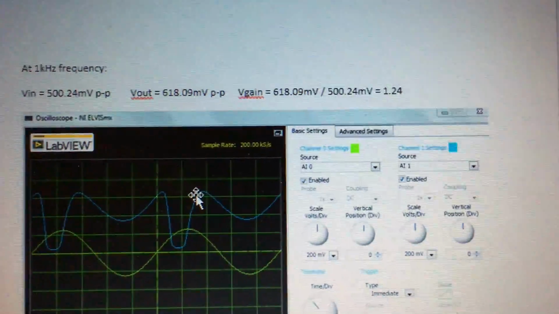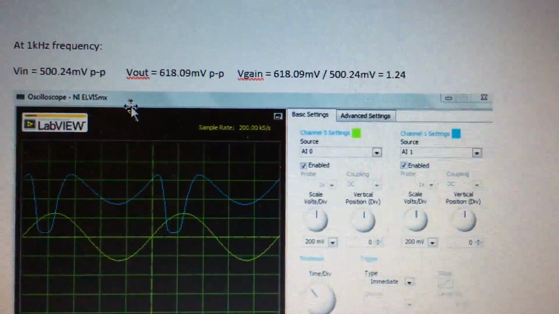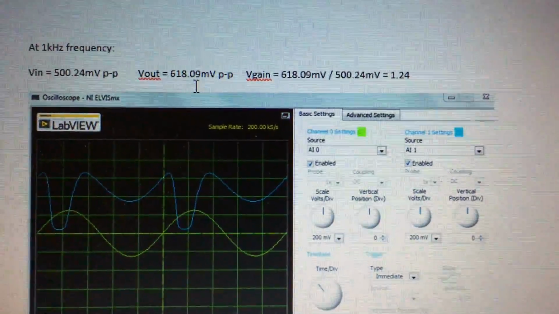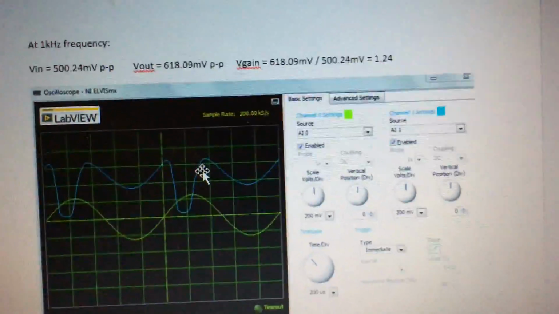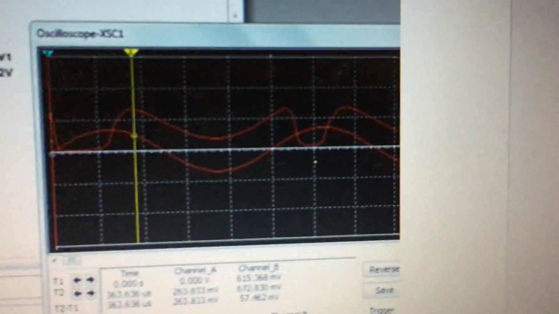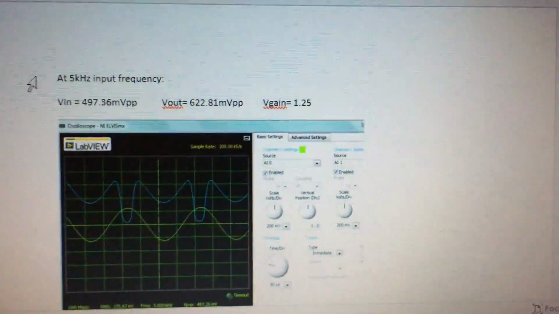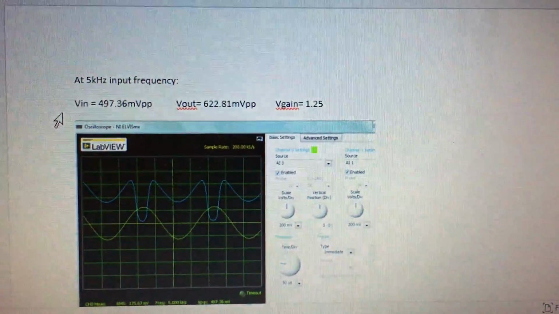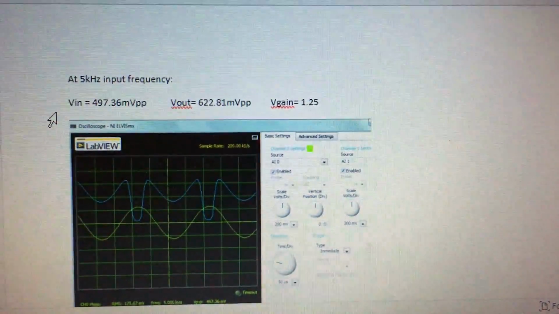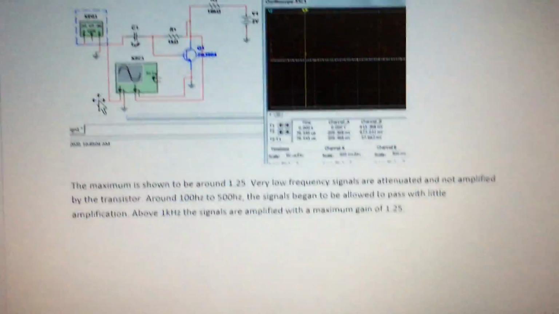Alright, at 1 kilohertz input frequency, we got a voltage input of 500.25 millivolts peak to peak, voltage output 618.09 millivolts peak to peak, and the gain is measured to be 1.24. And finally, at the 5 kilohertz input frequency, we get voltage input 497.36 millivolts peak to peak, voltage output 622.81 millivolts peak to peak. Voltage gain is 1.25.